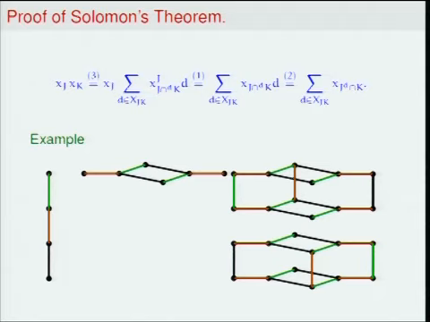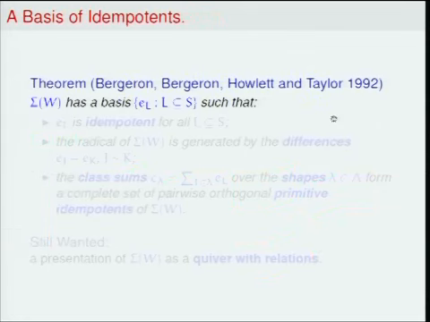This one-line proof of the formula is from a paper by Bergeron, Howlett and Taylor in 1992, where they do much more. They decompose the descent algebra into principal indecomposables. They exhibit still another basis indexed by the subsets of S. They call it little e's.